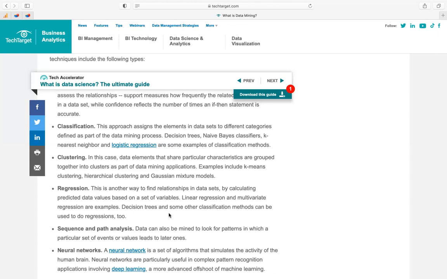Now the next one is clustering. In this case, data elements that share particular characteristics are grouped together into clusters as part of data mining applications. Examples include k-means clustering, hierarchical clustering, and Gaussian mixture model. But these are mathematical methods. We will take a look at the hierarchical and the k-means. We will take a quick look.